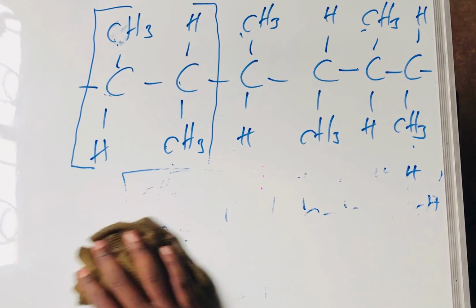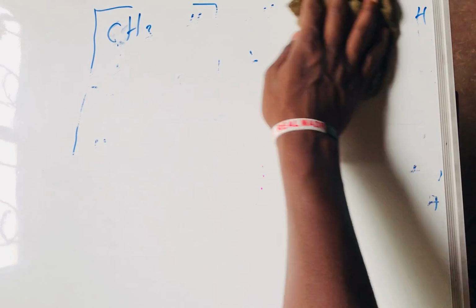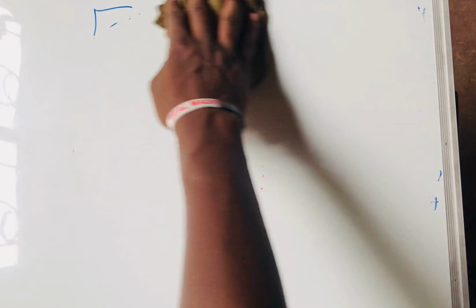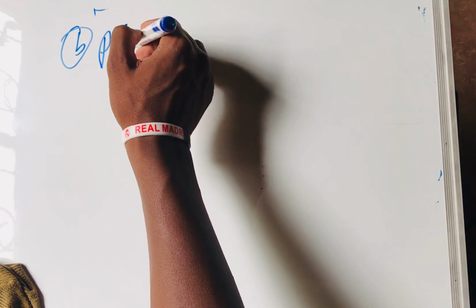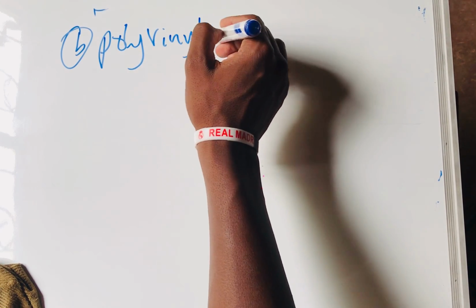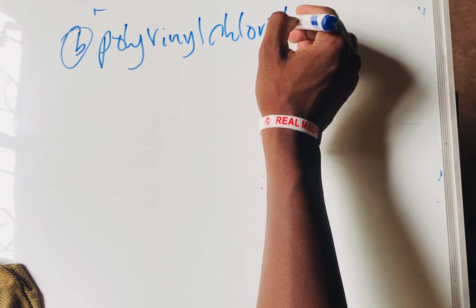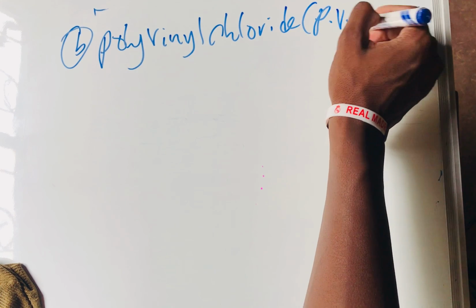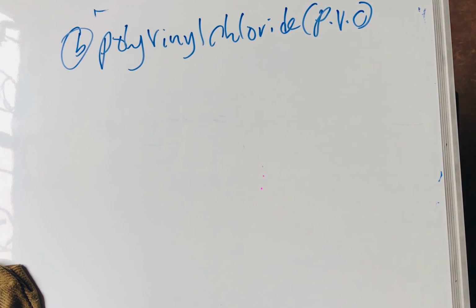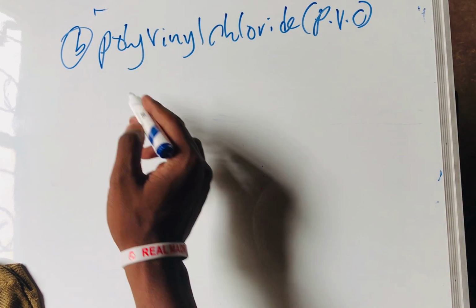Another example of addition polymer is what we call polyvinyl chloride. All right, polyvinyl chloride, commonly known as PVC. So polyvinyl chloride is another example.